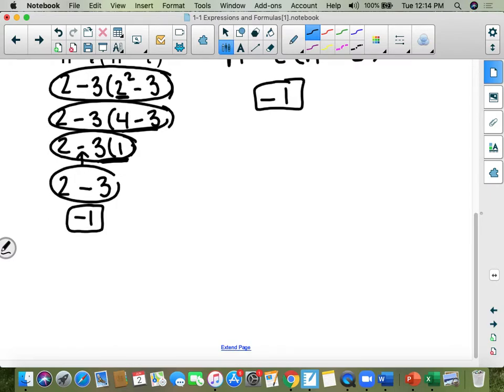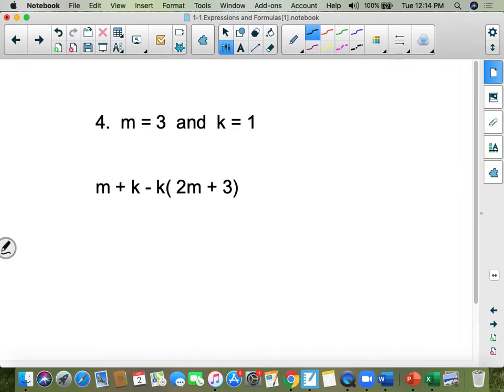Okay, this last problem. Basically, I want you to work it out on your own. I want you to shut this off, and I want you to work it out on your own and see if you can do this by yourself, and then turn it back on. And if you get the right answer, you should be good to go for your worksheet.